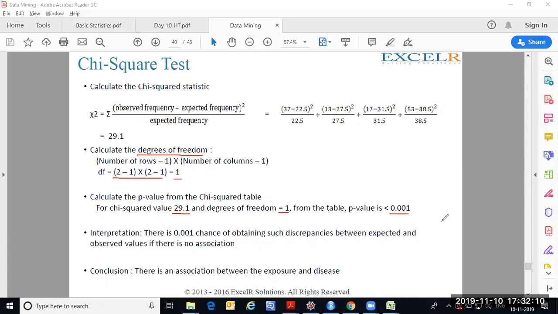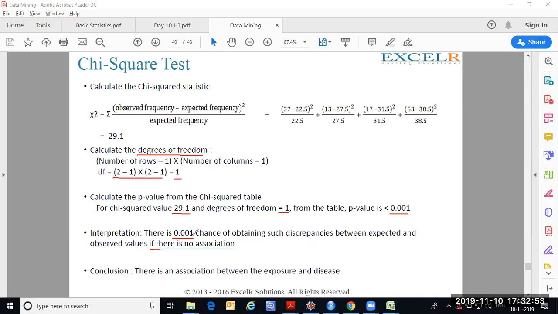There is a 0 point, but what do you interpret based on this p-value? Because we are always using the p-value as an objective figure to interpret the results. But what is it interpreting? There is a 0.001 chance of obtaining such discrepancies between expected values and observed values. That means if there is no association, right? That means this is the chance of getting the discrepancy between the expected value and observed value.